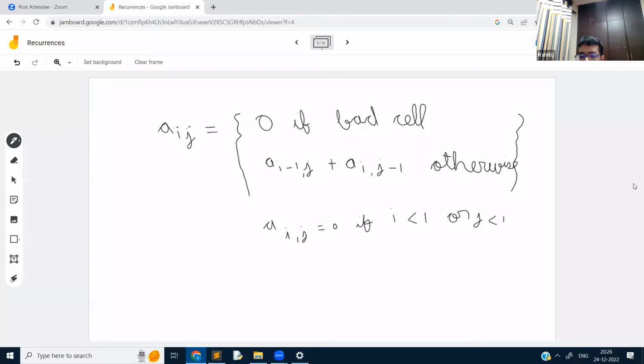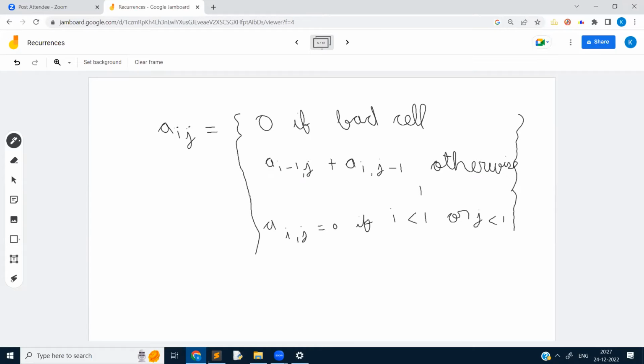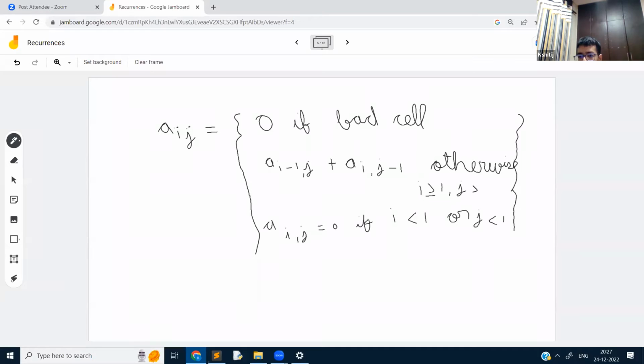So I was going over the basics. Does anyone have any questions about this? This is essentially the same as dynamic programming, right? Yes. This is a very classical question.